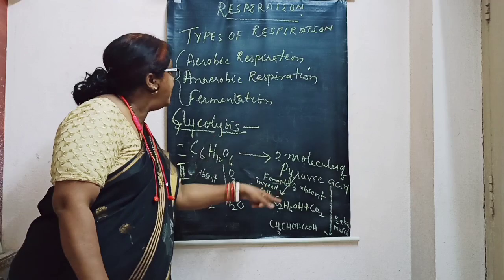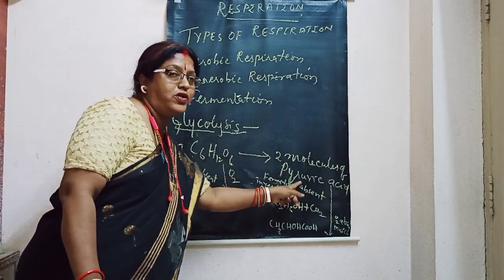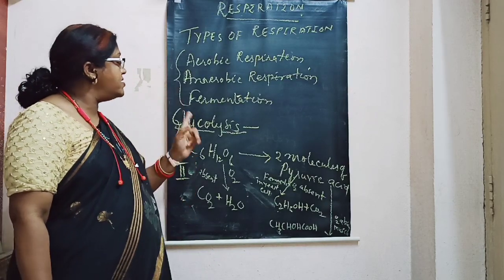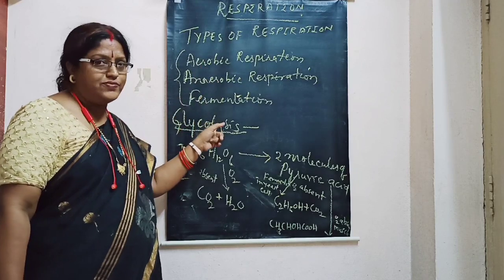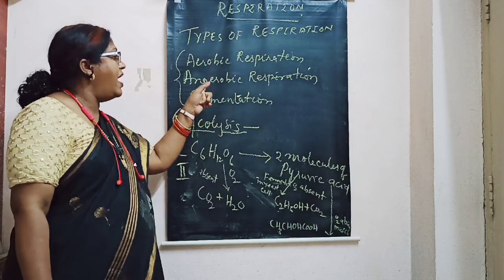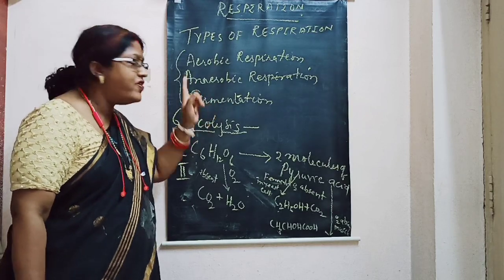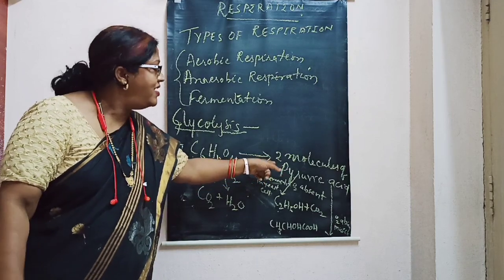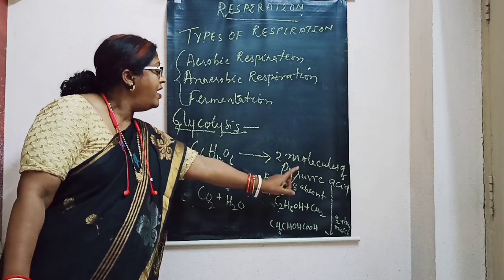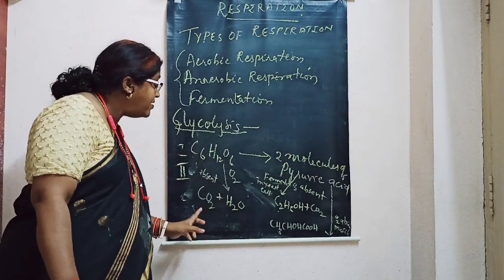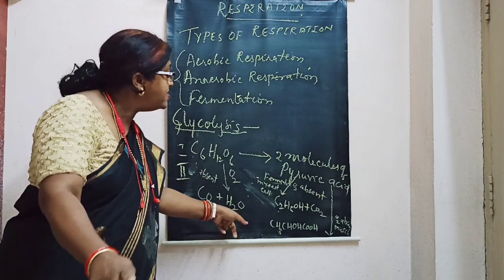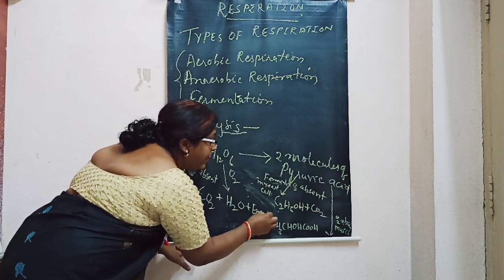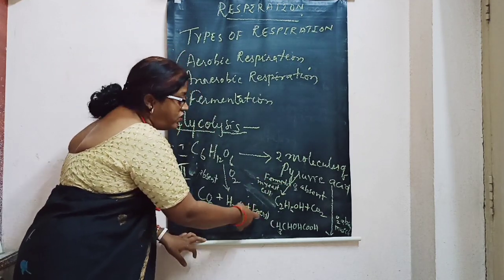So for everything, first glucose should be converted to 2 molecules of pyruvic acid. That is what is called glycolysis. That's why we say that glycolysis is the first step of all these 3 types of respiration, whether it is aerobic respiration, anaerobic respiration or fermentation. First glycolysis takes place, and then depending on the availability of oxygen, the fate of pyruvic acid is decided. If oxygen is present, pyruvic acid is converted to carbon dioxide and water, and a lot of energy is produced.